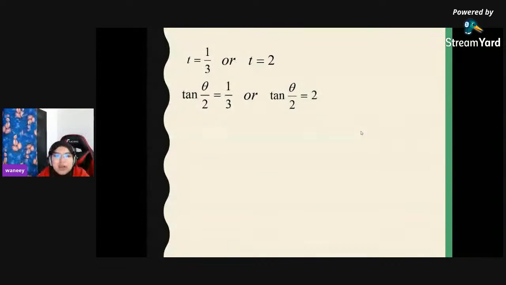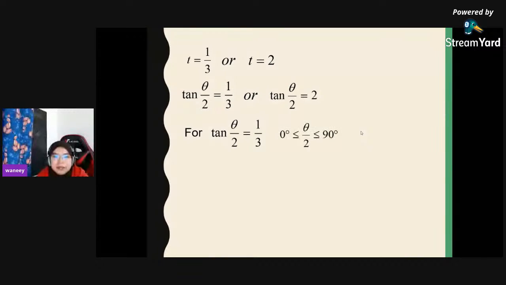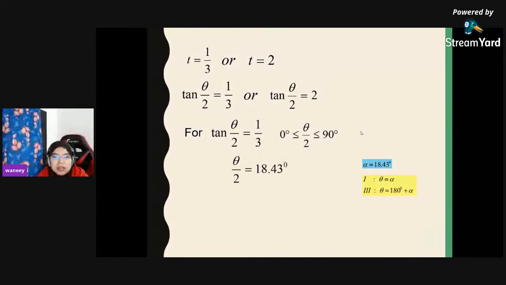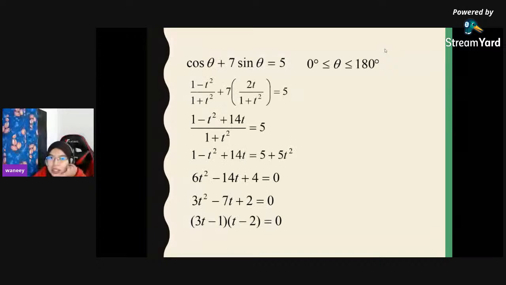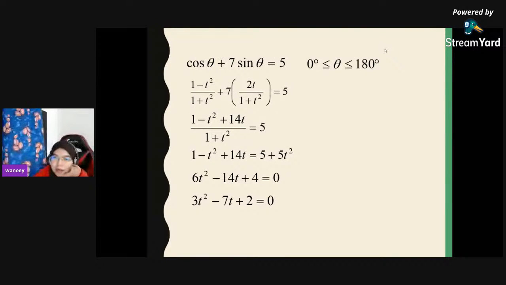Okay, so tangent theta over 2 equal to 1 over 3. So you use your arctangent. So that is the basic angle. So theta over 2 will be equal to 18.43. Okay, so I need to remind you one thing. Previously we do have theta. If you refer to the question, so let us go back to the question a little bit, just in case.